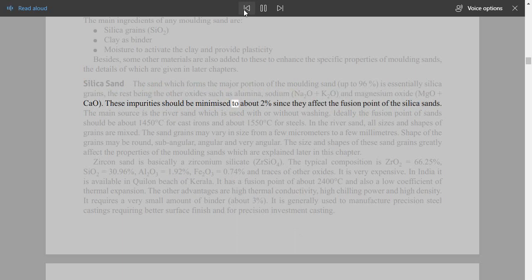These impurities should be minimized to about 2% since they affect the fusion point of the silica sands. The main source is the river sand, which is used with or without washing. Ideally the fusion point of sands should be about 1450 degrees Celsius for cast irons, and about 1550 degrees Celsius for steels. In the river sand, all sizes and shapes of grains are mixed.